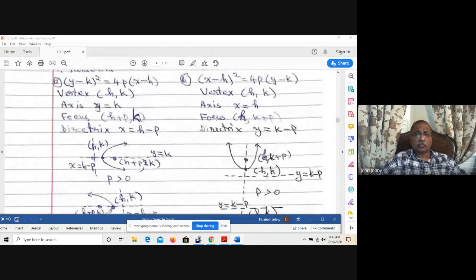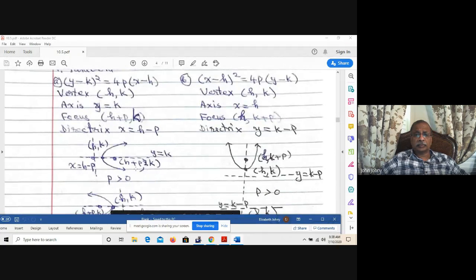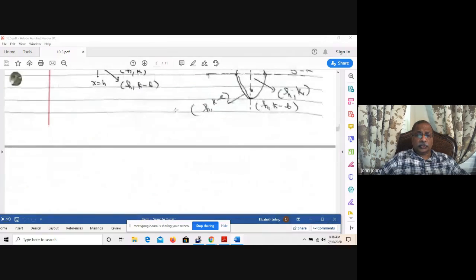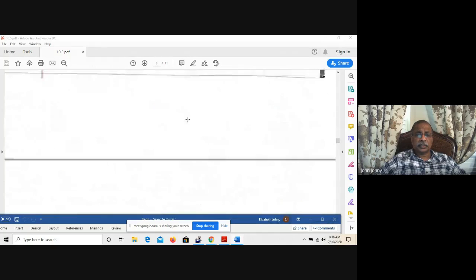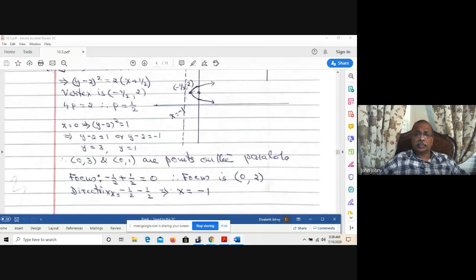See here, focus is (h + p, k). So that is the focus, h plus p. Okay, number 6. h is negative 1/2, so h plus p is negative 1/2 plus 1/2, that is 0. So the x coordinate is 0 and the y coordinate is k, which is 2.